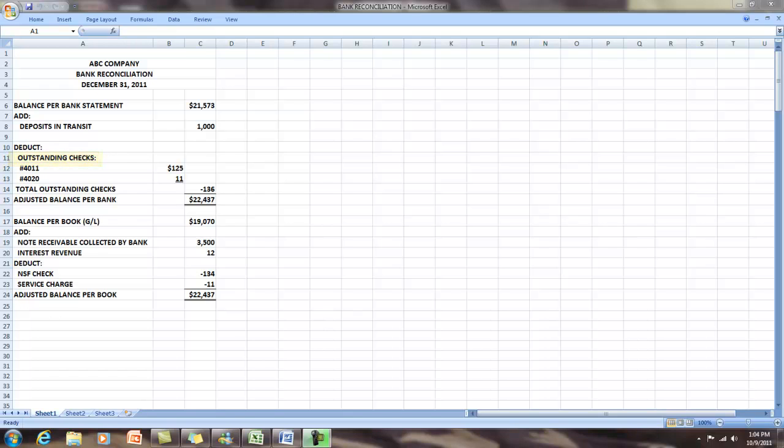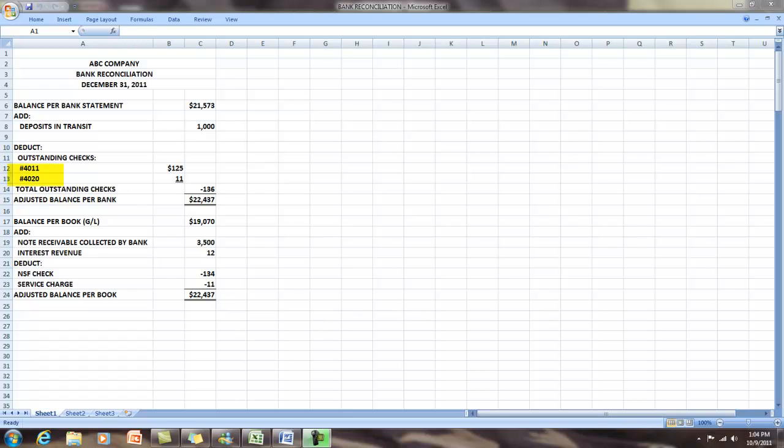In the deduct section on the bank side, we first have outstanding checks. Outstanding checks you will also see in every problem we have. Those are checks that the company has written and taken out of the cash account, but the checks have not cleared the bank yet. In other words, the bank has not received them yet. Maybe the company mailed them and the recipient hasn't gotten them. You've heard the expression, the check is in the mail. Well, it actually happens.